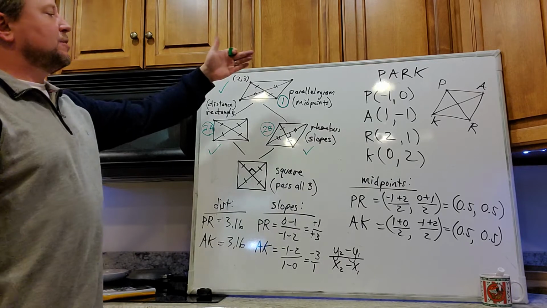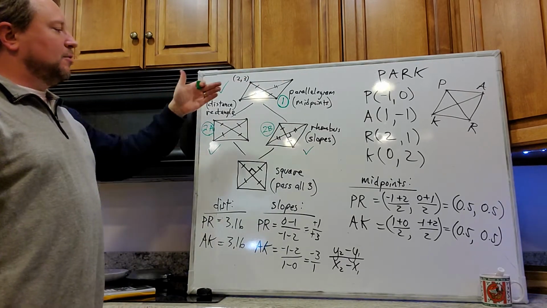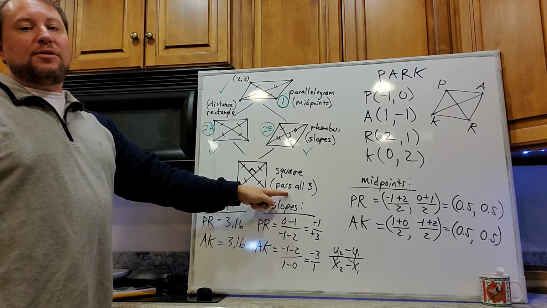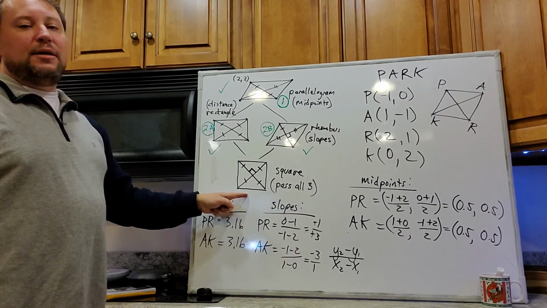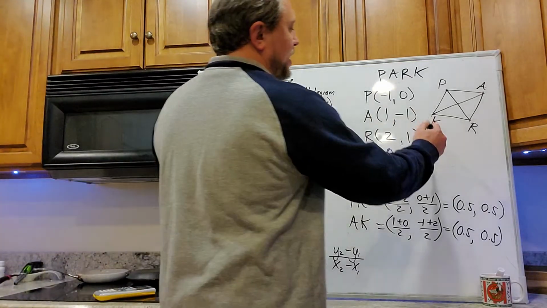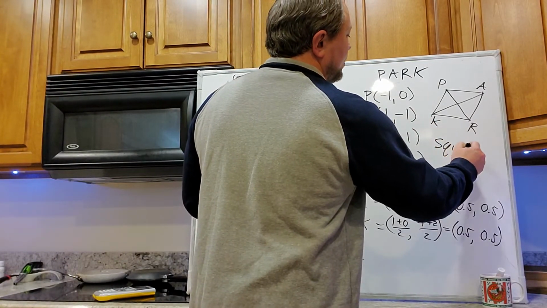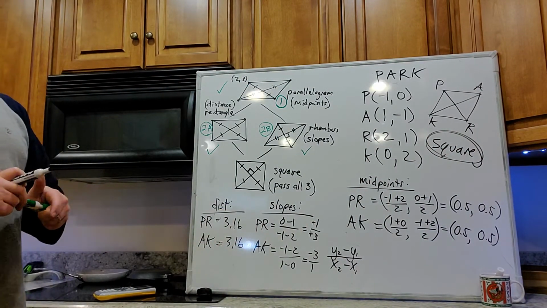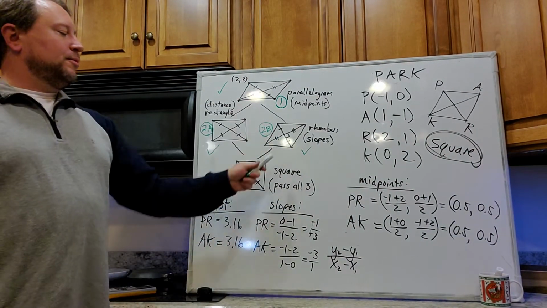So our figure is a parallelogram, it's a rectangle, it's a rhombus, it's all three. It passed all three. So technically, it's a square. This turns out to be a square for this one. Okay, if it passes all three, that's a square.